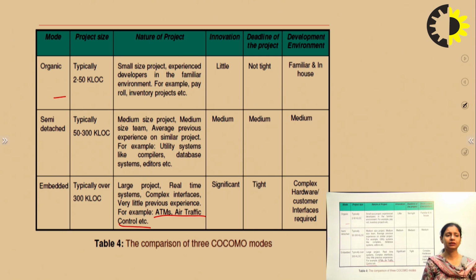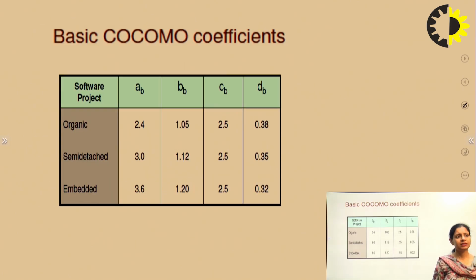And because they are working on real-time systems, the deadline of the project is very tight, because a delay in the project could harm the system. In the development environment, we have complex hardware or the customer interface which is required, and hence the people need to be very trained when they are working on embedded software. These are the coefficients when we talk about the organic, semi-detached and the embedded mode. We have some of the variables like A, B, C and D, and we have some of the values. We'll look into how to solve these kinds of questions based on the COCOMO model.